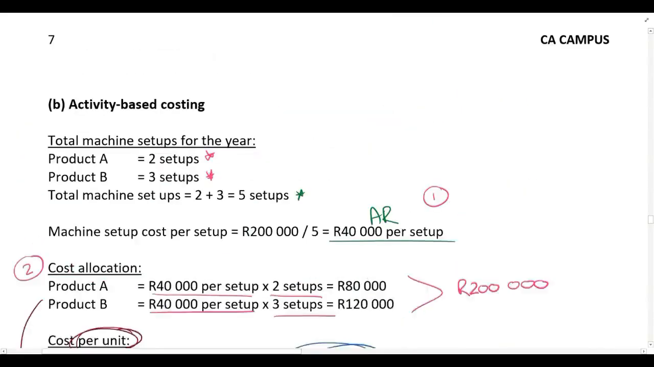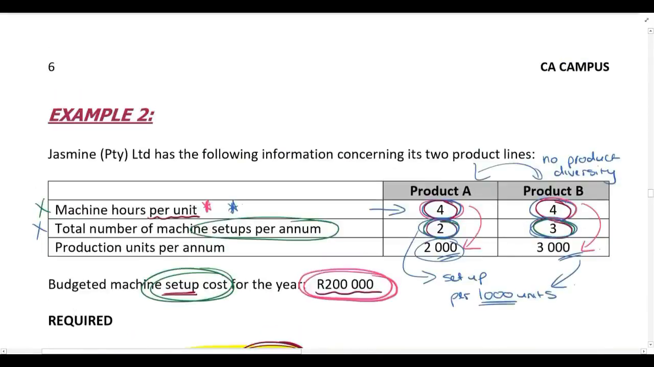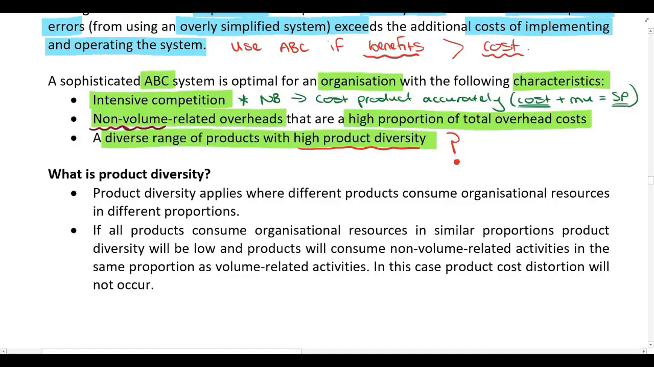So I said to you, let's go back and look at that discussion now that we've looked at the example. What type of companies does an ABC system work for? So companies that have a lot of competition, they should consider implementing an activity-based costing system. Companies that have a lot of overheads that are not volume related, they should use an ABC system. And lastly, companies that have a diverse range of products with high product diversity. We now know what that means. We've now looked at an example.